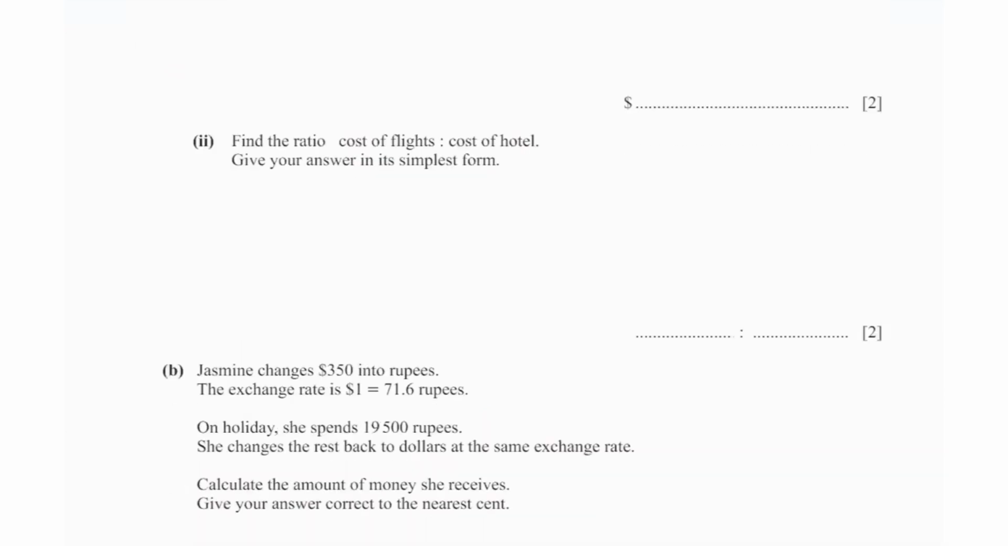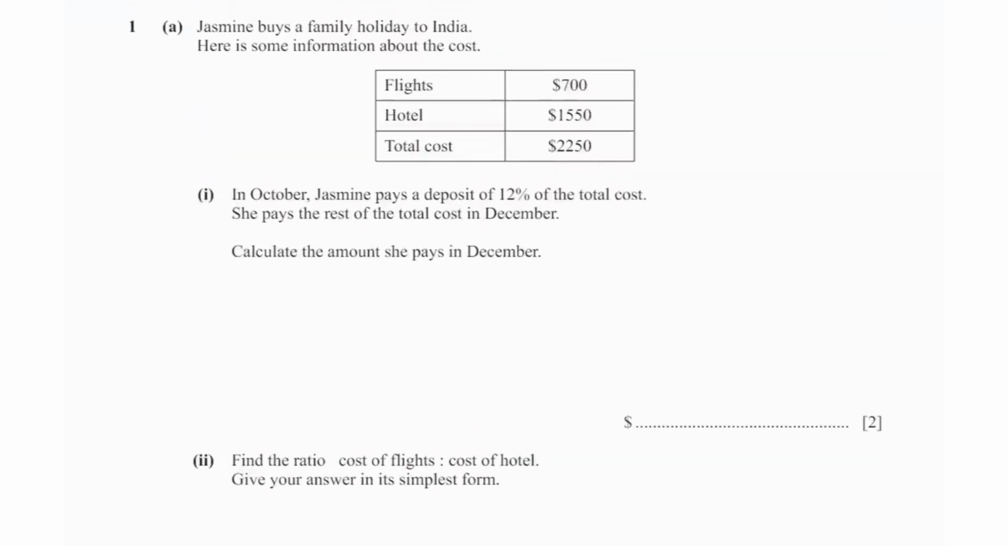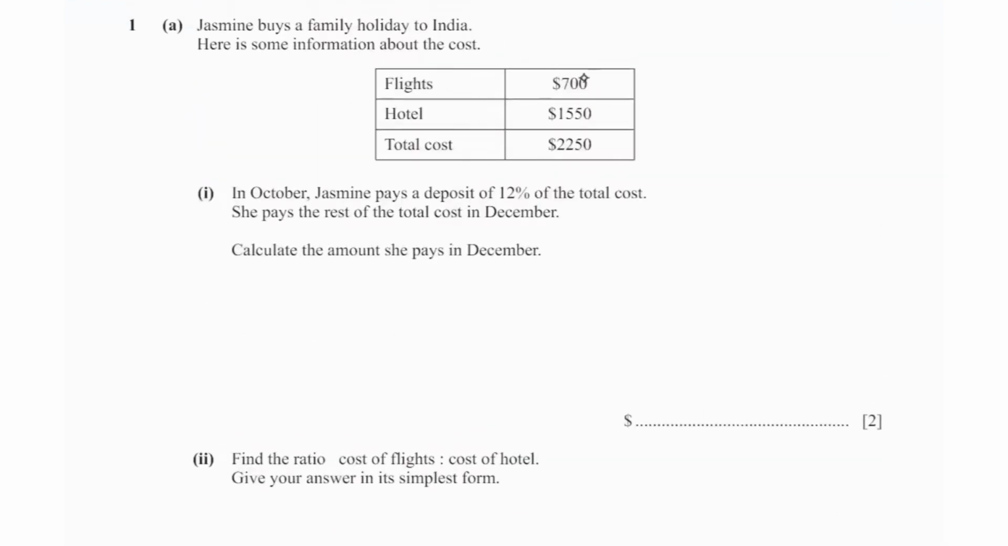Find the ratio of the cost of flights to cost of hotel. So cost of flights are given as 700 and cost of hotels are 1,550. 700 ratio 1,550. You can cancel out the zeros. So it becomes 70 ratio 155. Both come in the five times tables.